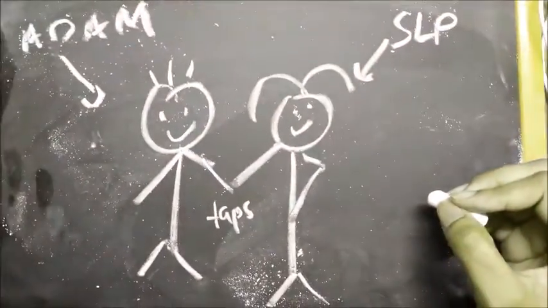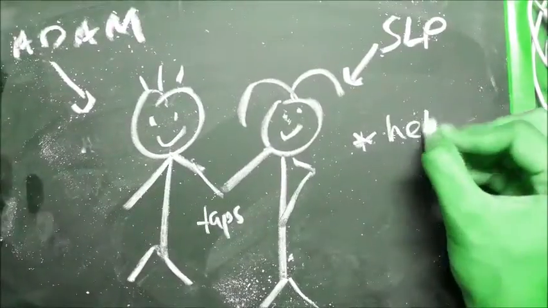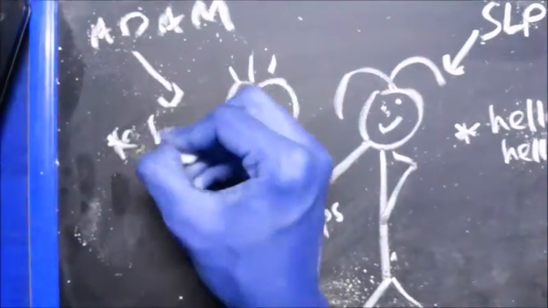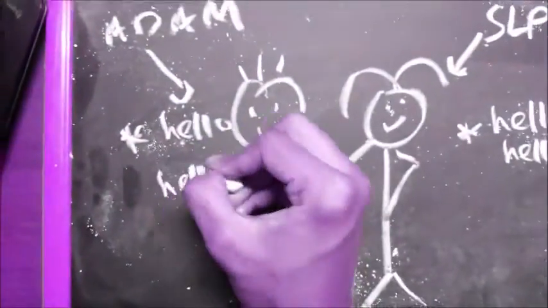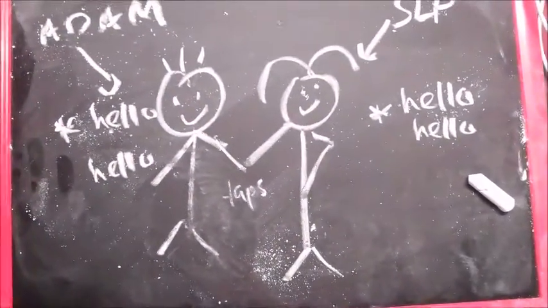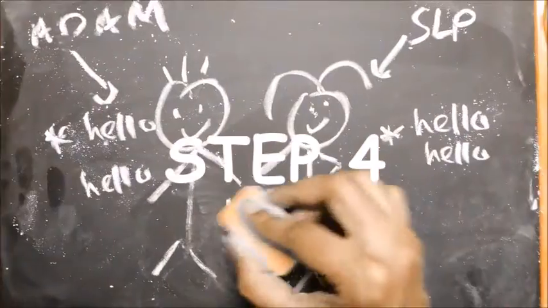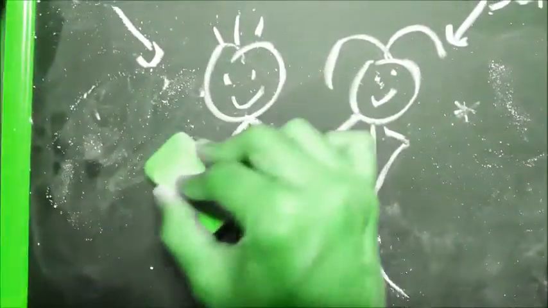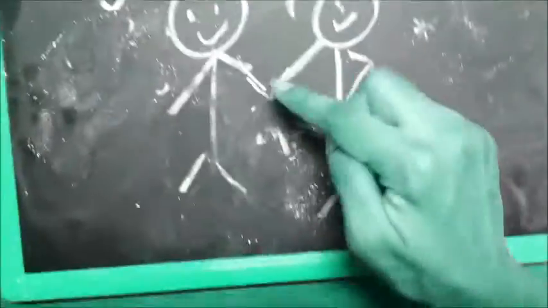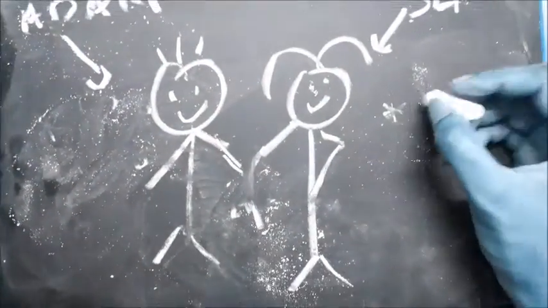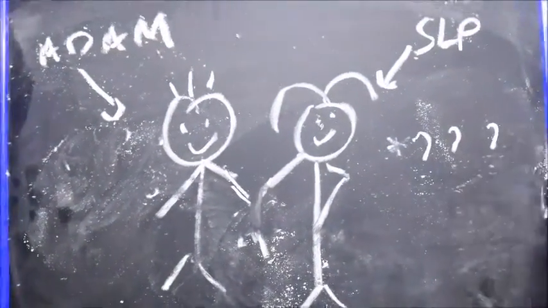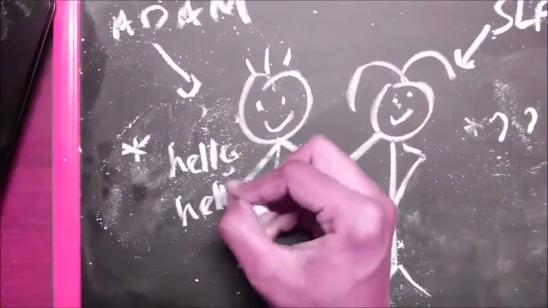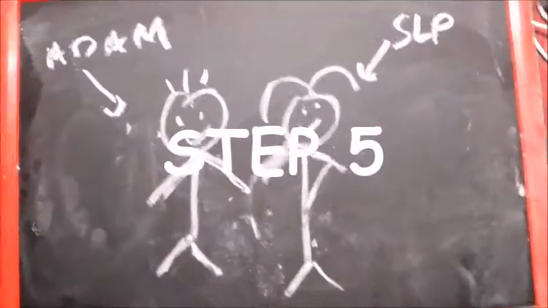Step 3. The SLP intones a sentence. Hello, hello. The patient repeats it. Hello, hello. Step 4. The therapist's participation is minimized and the patient begins to respond to questions using the rhythmic speech patterns learned previously. The SLP will ask, "Hello, Mr. Adam, what do you say?" And the patient replies, "Hello, hello."